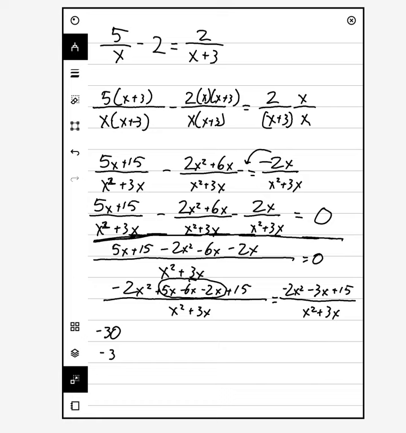So the products of 30 are 1 and 30, that's too far away. 2 and 15, that's still far away. 3 and 10, closer. Okay, 4? No. 5 and 6. Okay, so I don't think there are any factors for this.